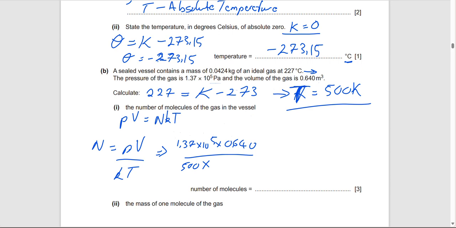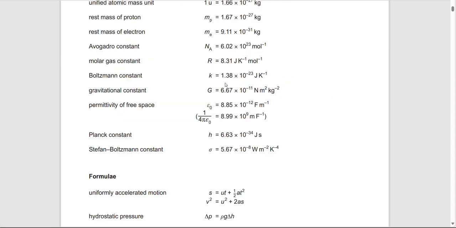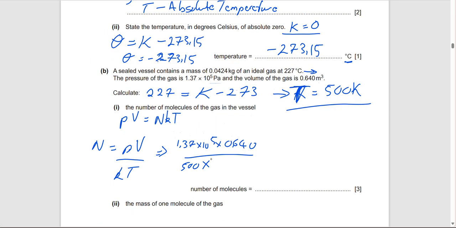And then the Boltzmann constant. For the Boltzmann constant, it's in the data booklet. There it is, right here. 1.38 by 10 to the negative 23. That's the value that we need here. Then we plug that into our calculator.